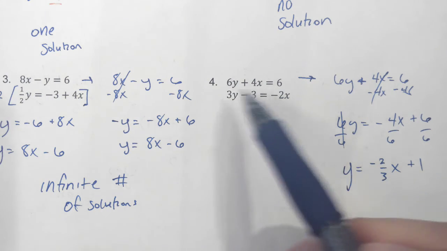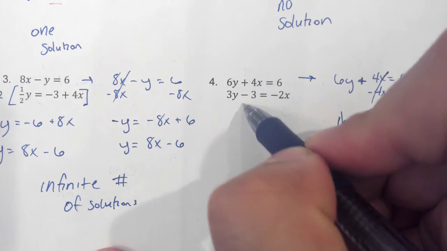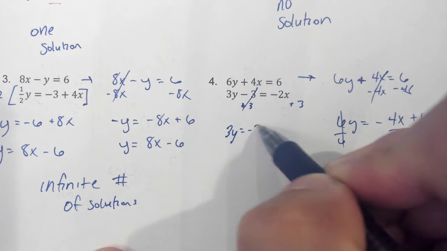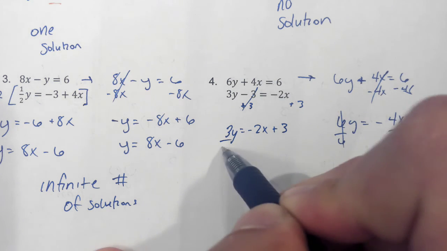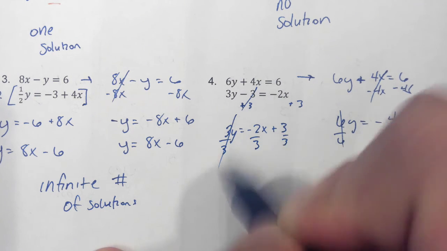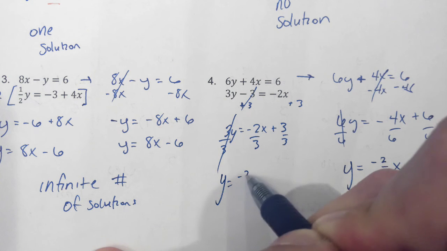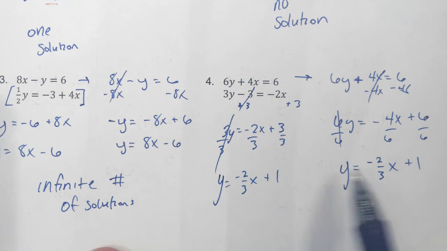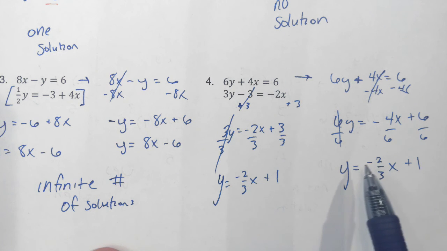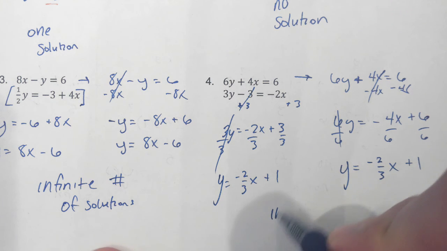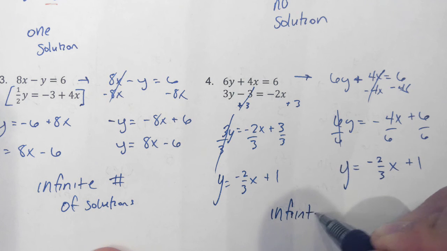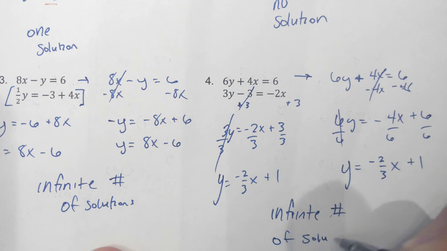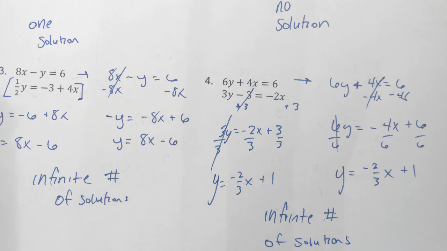That one's done. Second line here, to get y by itself, the first thing we'd move is that 3. So 3y equals negative 2x plus 3. Divide each term by 3. Y equals negative 2/3 x plus 1. Oh, look at that. Equations matched exactly again. So that was infinite number of solutions.